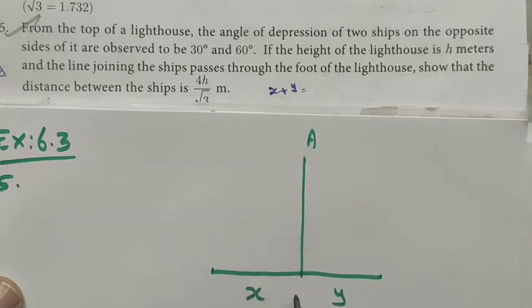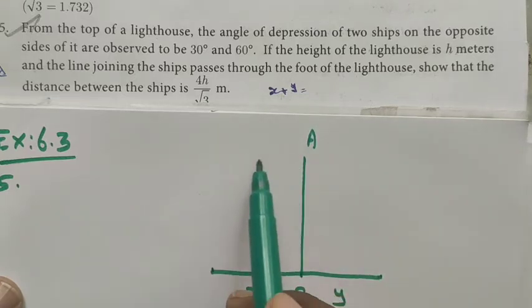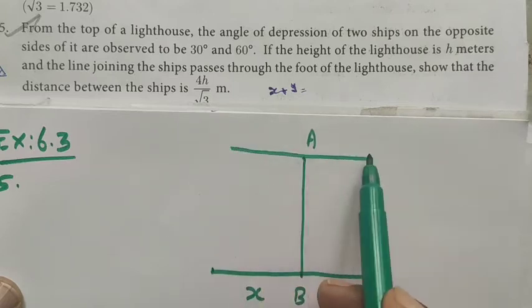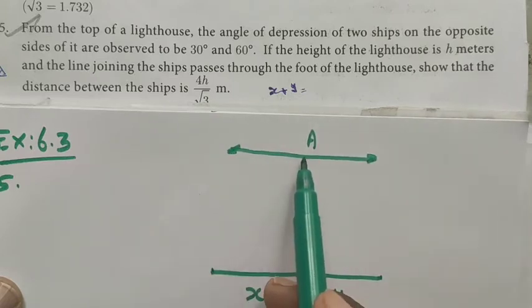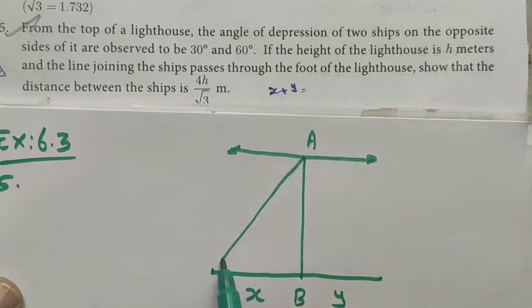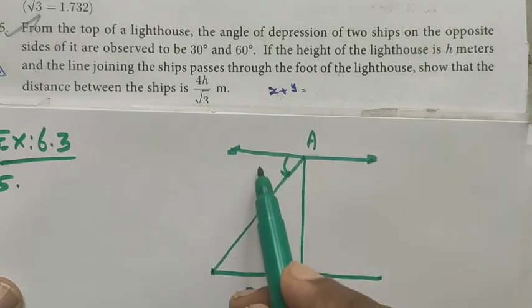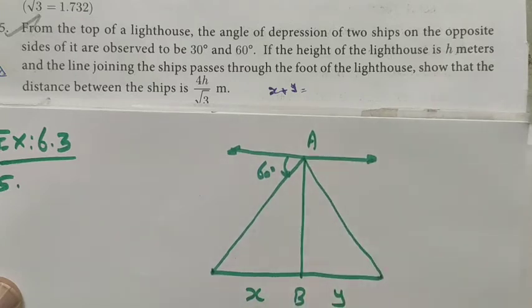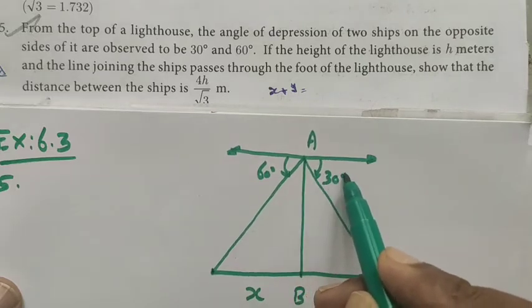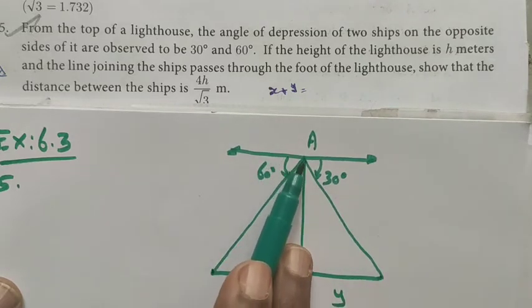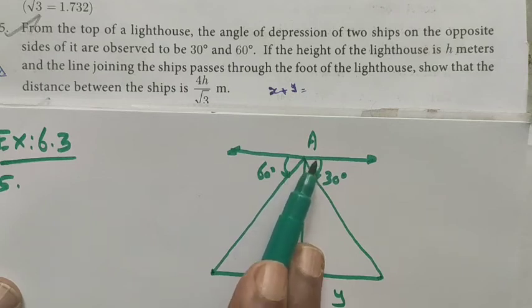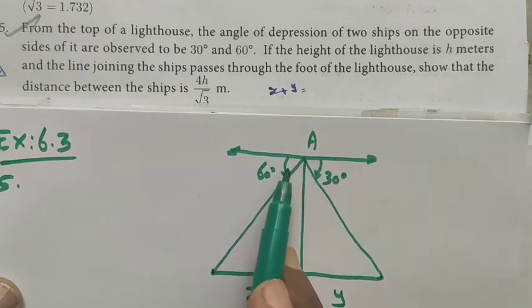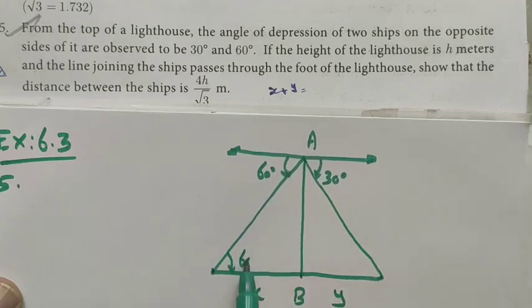Let me take this as A, B. The angle of depression is given. So this is the horizontal line. The angle below the horizontal line is the depression, above means elevation, right? Let me take this as the angle of 60 degrees, and on the other side, below, let me take this as 30 degrees. By the transversal condition, this is 60 means this is also 60 degrees, and this is 30 means this is also 30 degrees.